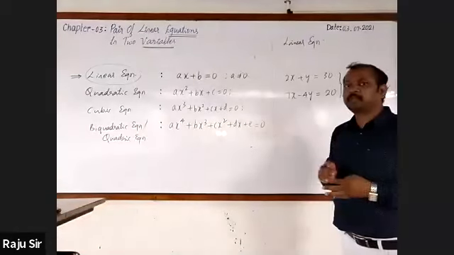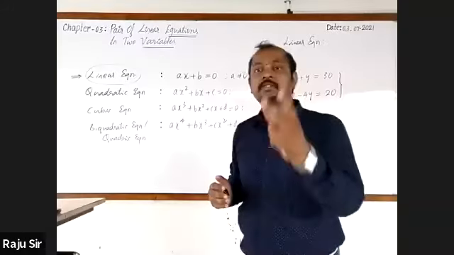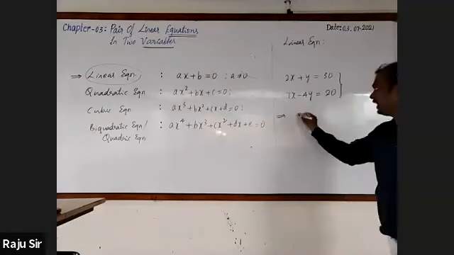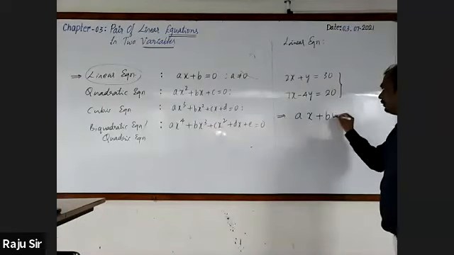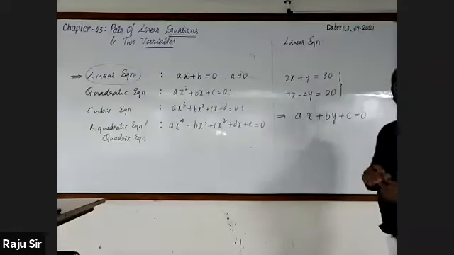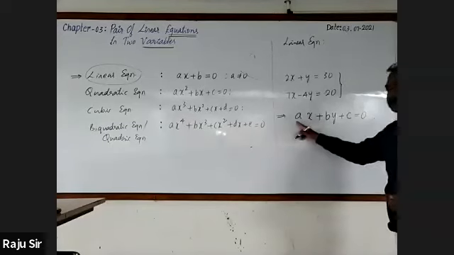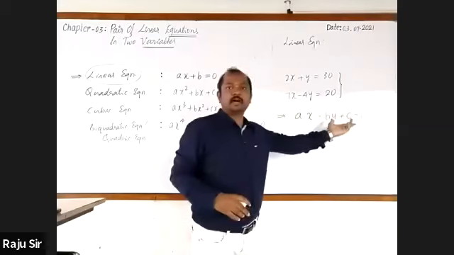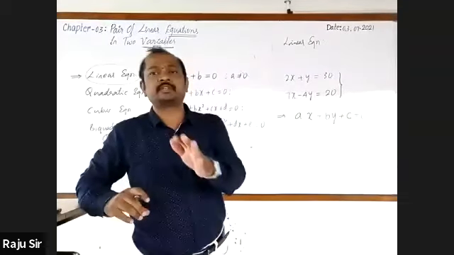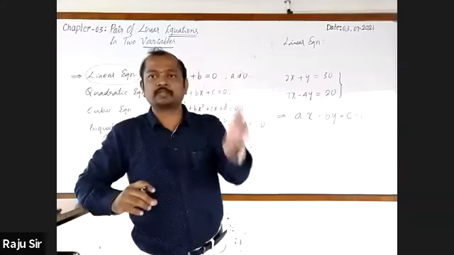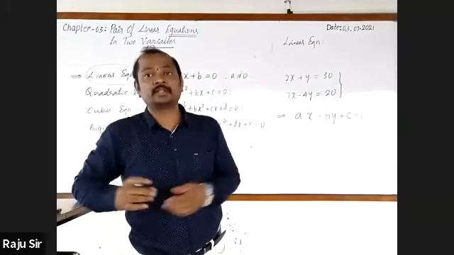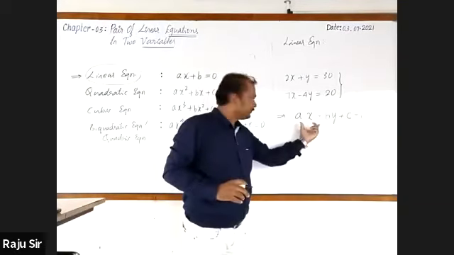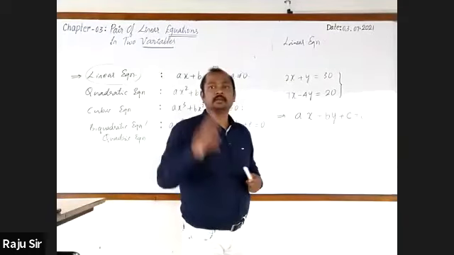Dear students, you are also familiar with the general form of a linear equation in two variables, which you have learned in your previous class. It is ax plus by plus c is equal to 0, where a is not equal to 0 and b is not equal to 0. c may be 0 or may not be 0. Here a, b and c are called the coefficients, and these coefficients may be any real numbers: natural numbers, whole numbers, integers, rationals, irrationals. They are real numbers. It is the general form of a linear equation in two variables.